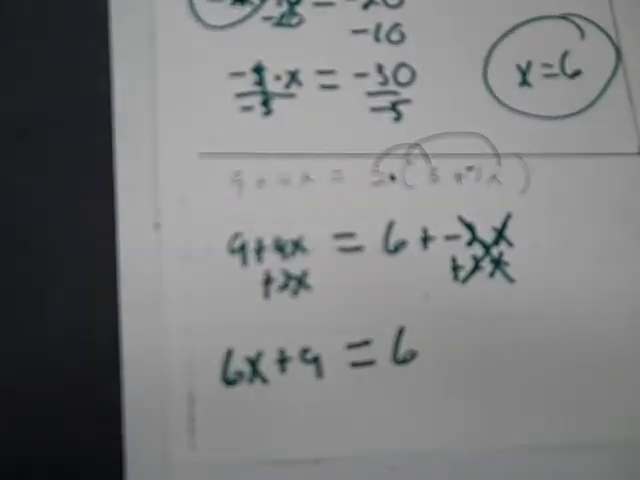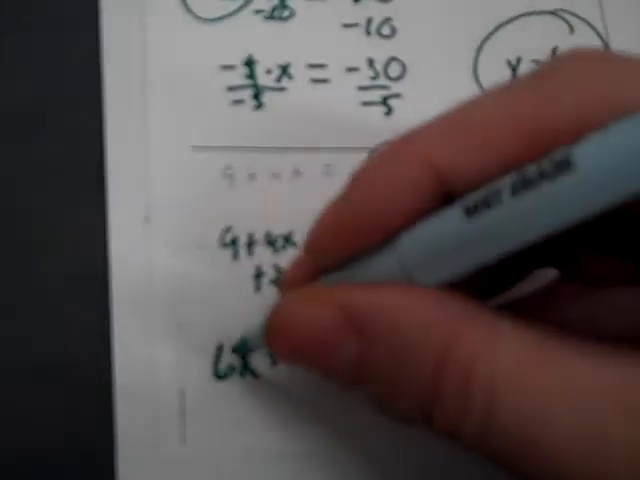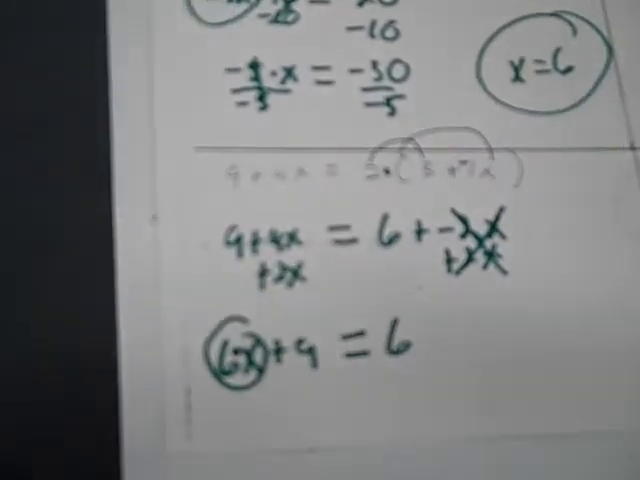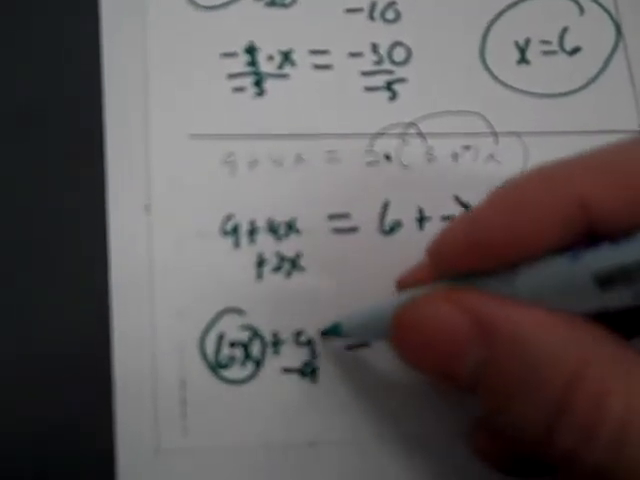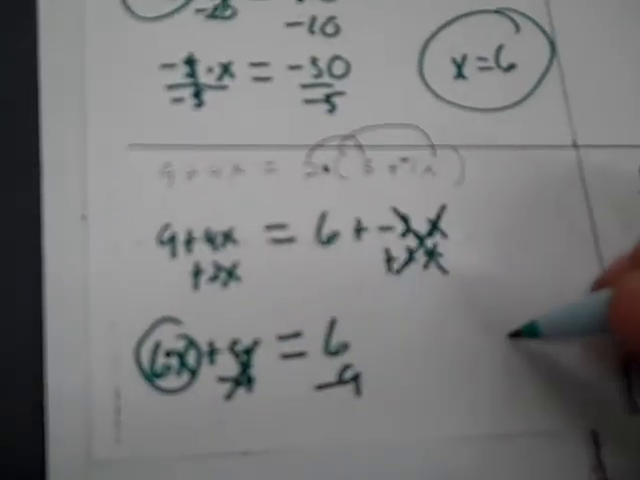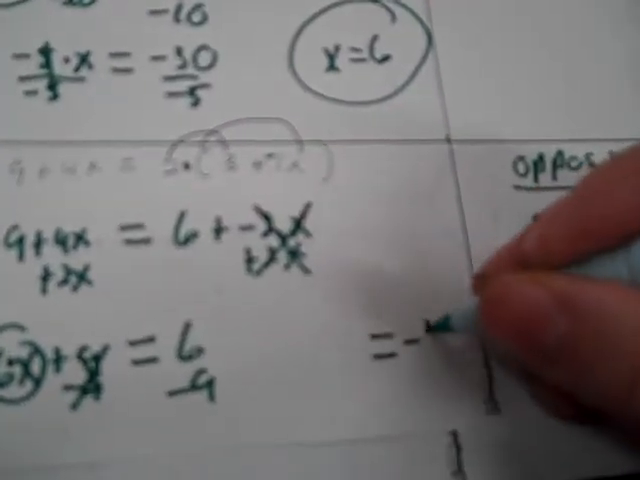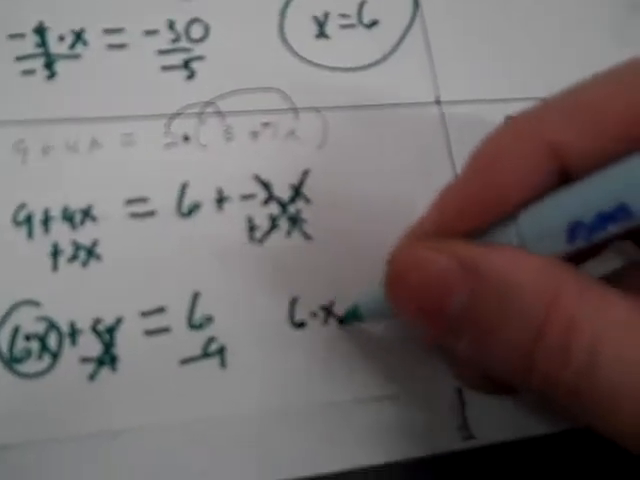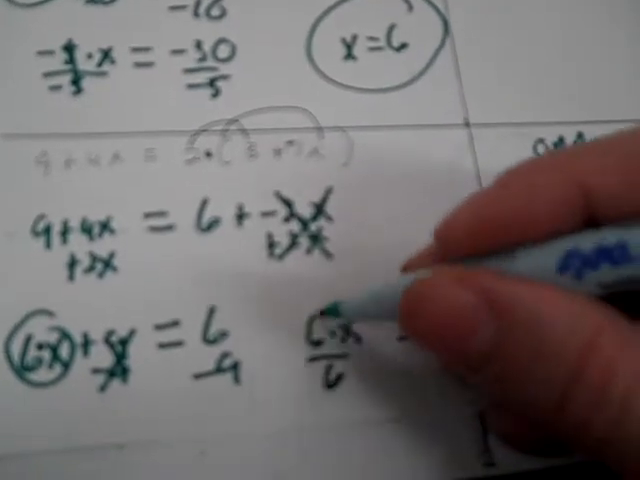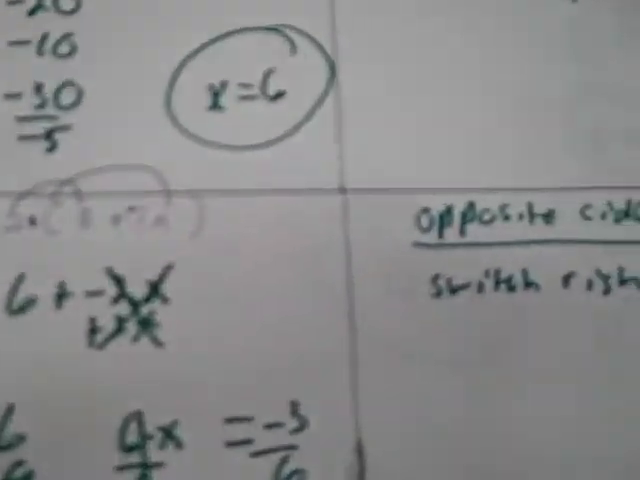So now that I have this, I dot my 6x, and now it's pretty academic from there. I subtract my 9. 6 minus 9 is -3. And 6 dot x, okay? And then I'm going to divide by 6, divide by 6. -3 divided by 6 is -0.5.